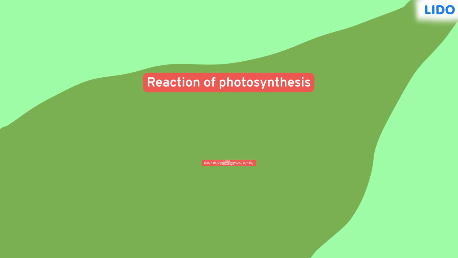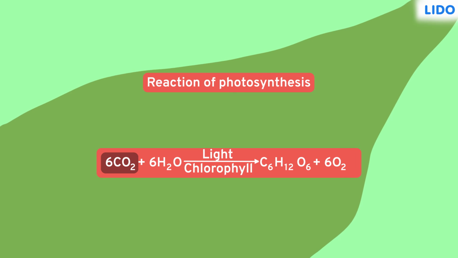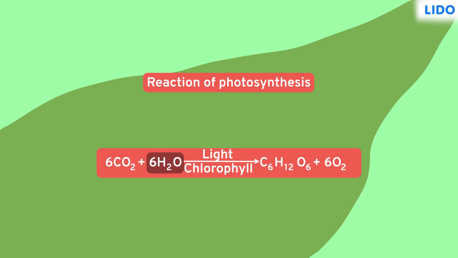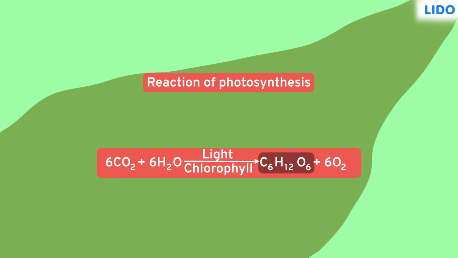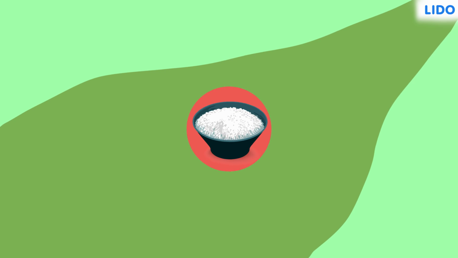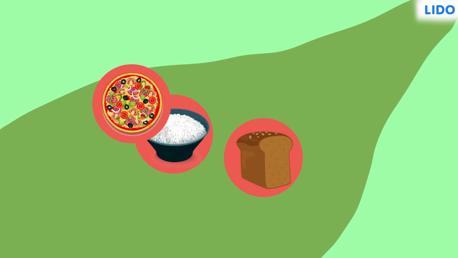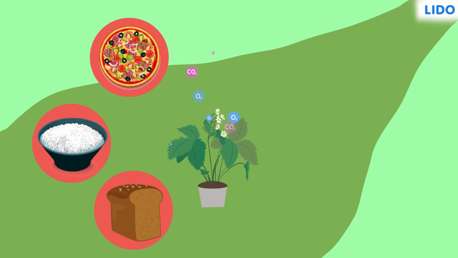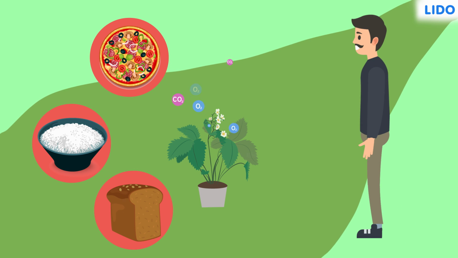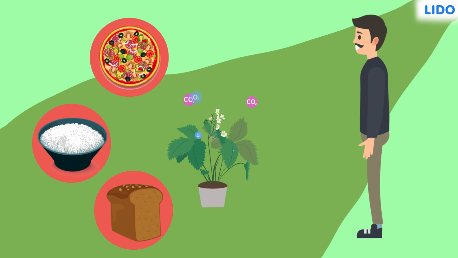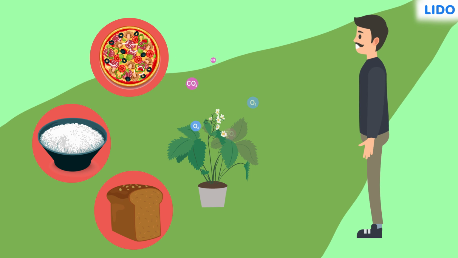The overall reaction of photosynthesis is 6 molecules of carbon dioxide combined with 6 molecules of water to produce 1 molecule of glucose and 6 molecules of oxygen. So the next time you eat rice, bread, pizza, or even some vegetable or fruit, remember the effort that a plant has gone through to make it. And when you breathe in the air containing oxygen, be grateful for the plants around us.